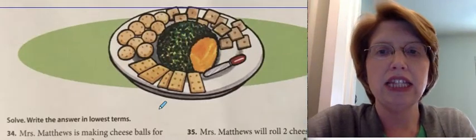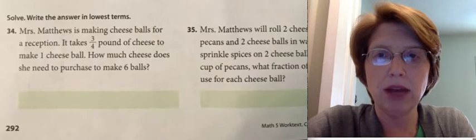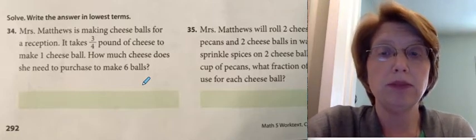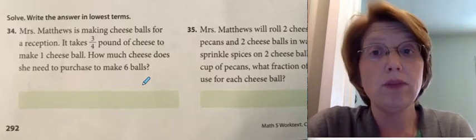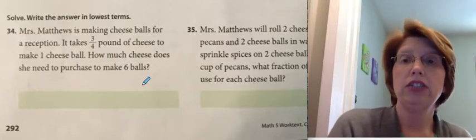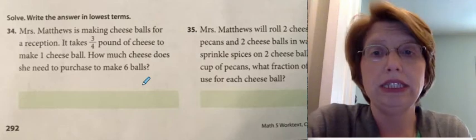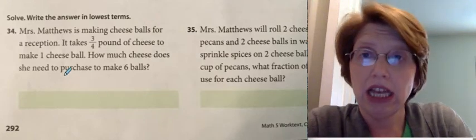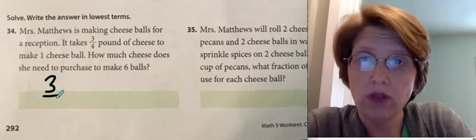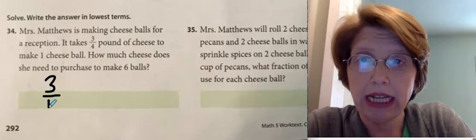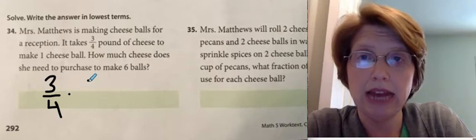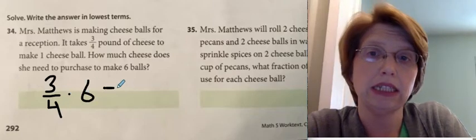Now let's look at the 2 word problems that they give us at the bottom of the page. Mrs. Matthews is making cheese balls for a reception. It takes 3/4 pound of cheese to make 1 cheese ball. How much cheese does she need to purchase to make 6? So if she needs 3/4 for each one, and she wants to make 6, then I have to do 3/4 times 6.